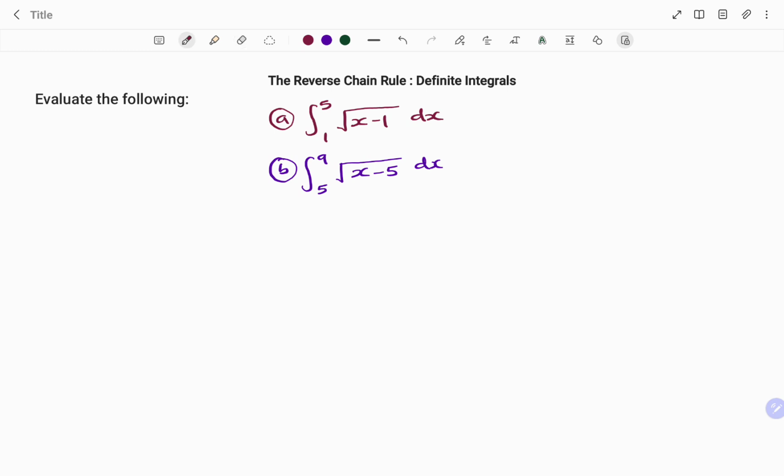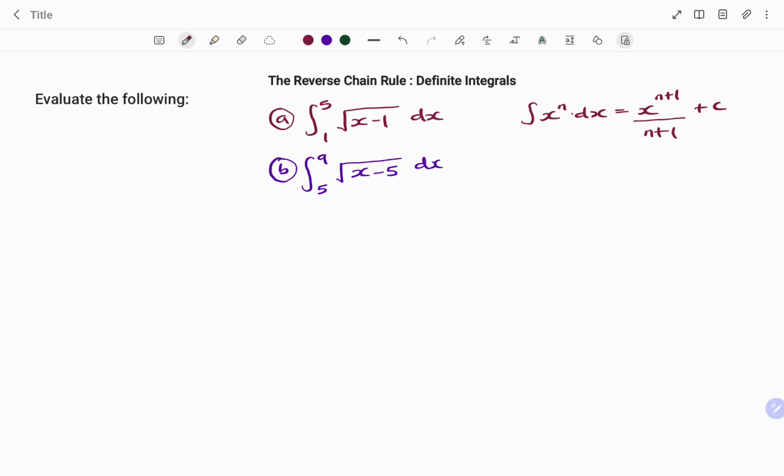For a quick recap, if you have to find the integral of x to the power of n with respect to x, it's going to be x to the power of, we add 1 to the exponent, and then we divide by the new exponent plus a constant.